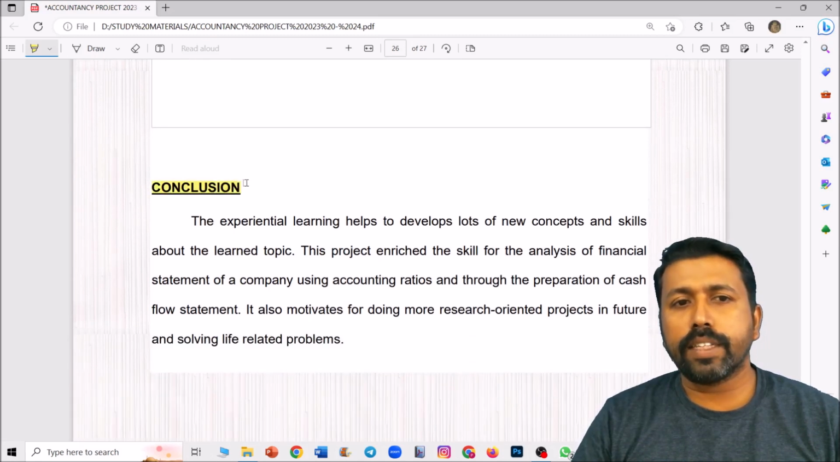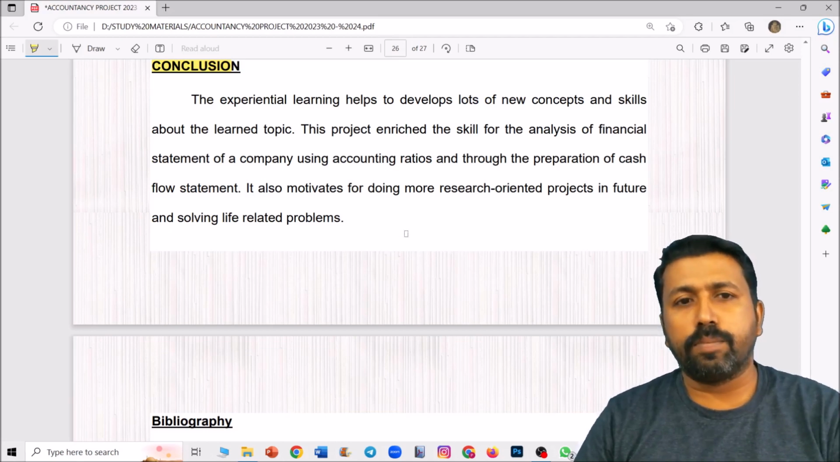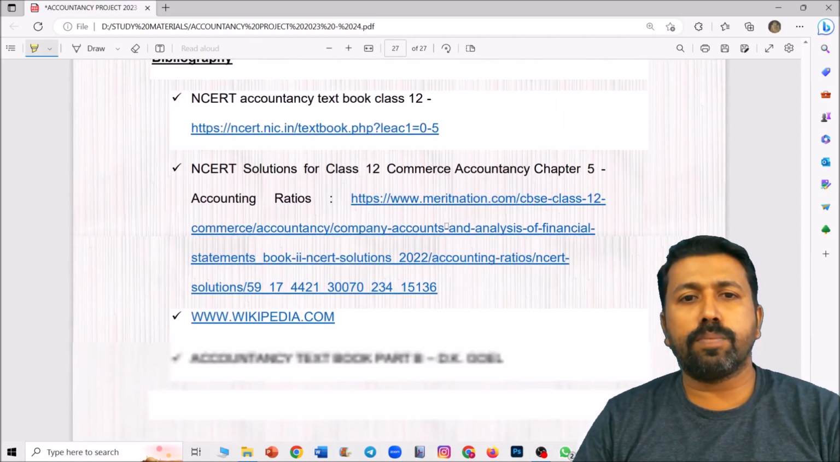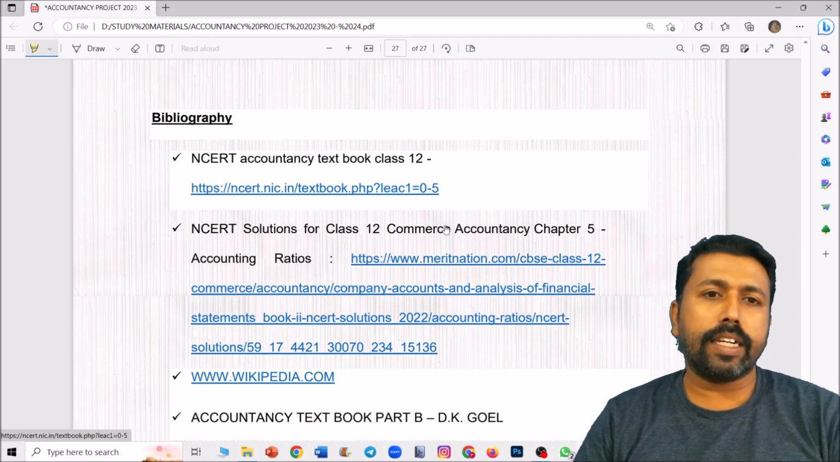So my dear students, after that you can give a small conclusion regarding the project, and what is your experience. Conclusion should include what is your experience, what are the benefits you have gained by finishing this project. And at last you can place the bibliography or reference page. There you can show from which source you have collected the data, and you can bring the textbooks, details, and also the website links you have used for collecting the data.